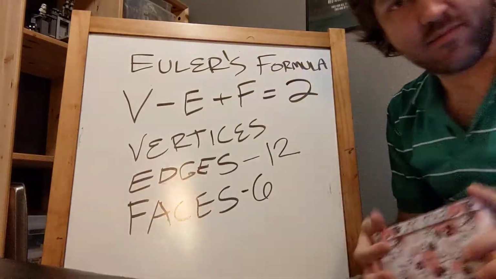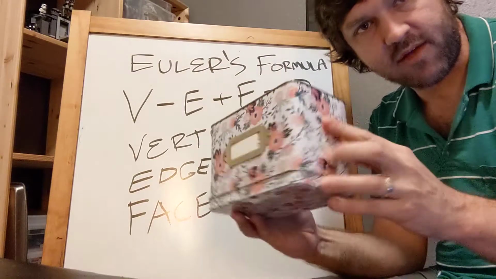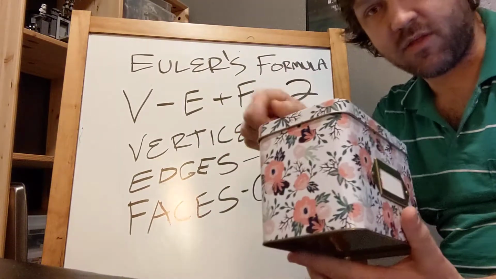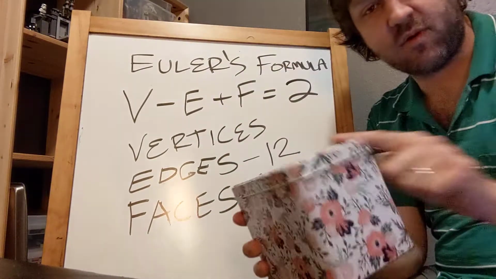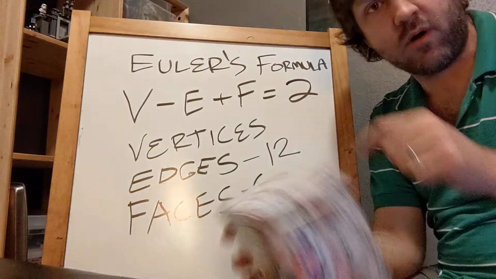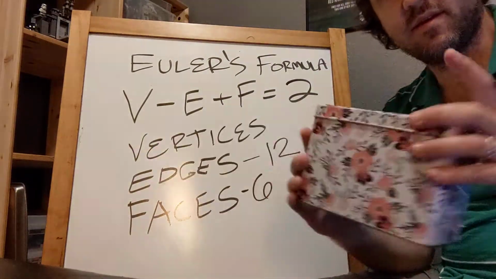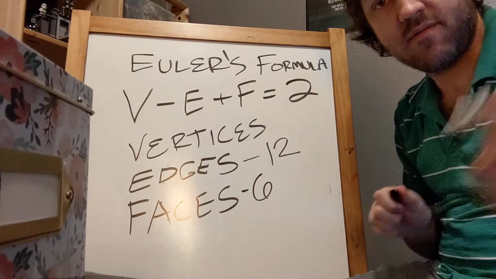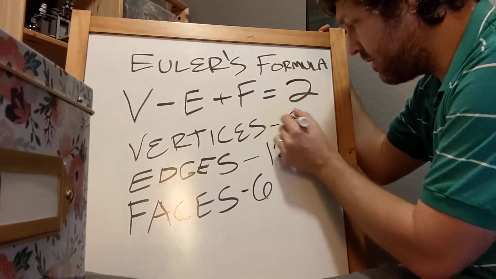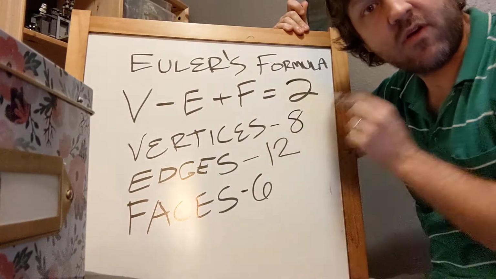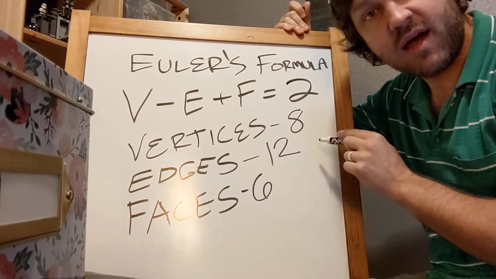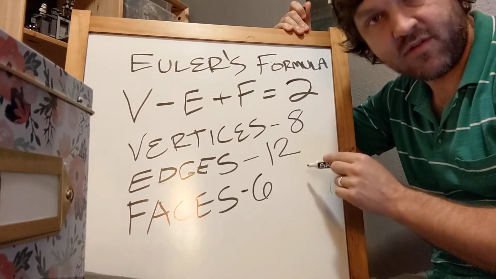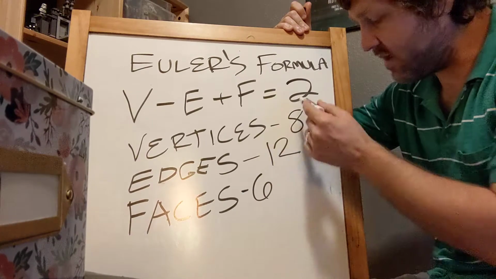Sometimes it's hard. You just have to try your best to keep track of what you've counted and what you haven't. And then my vertices are going to be all the corners, basically, because that's where the edges meet up. So 1, 2, 3, 4, 5, 6, 7, 8. So I have 8 vertices. Again, to recap, vertices are the corners, edges are the lines, faces are the flat surfaces. So now we have our three answers.